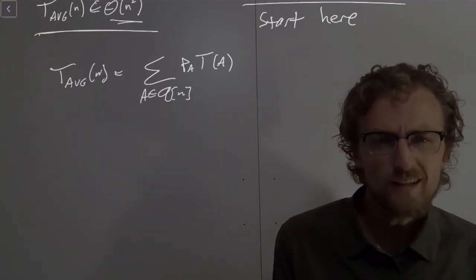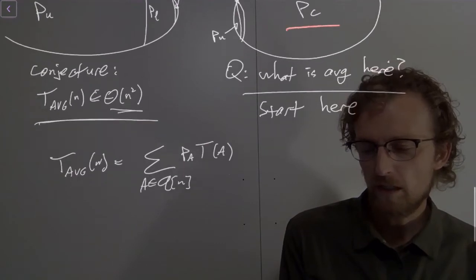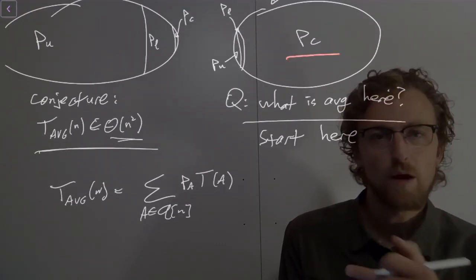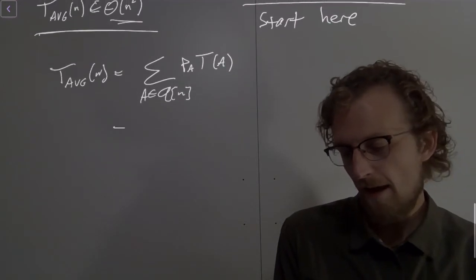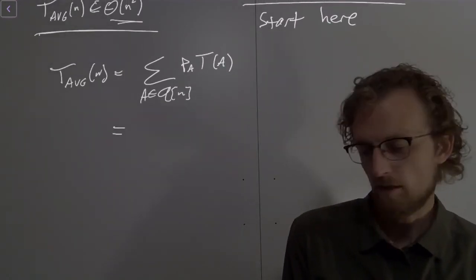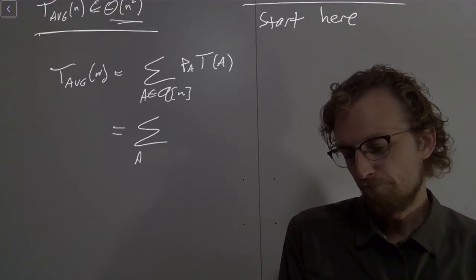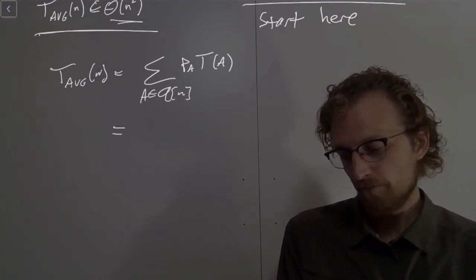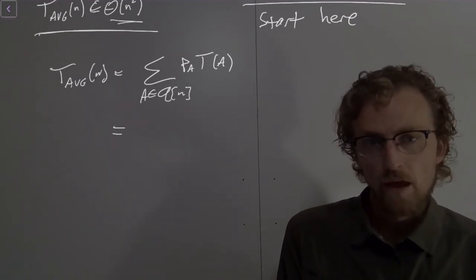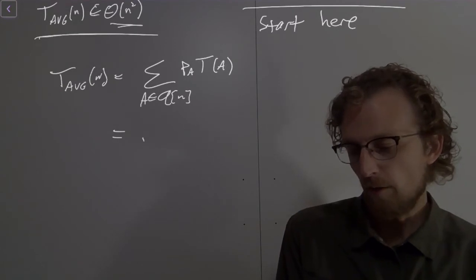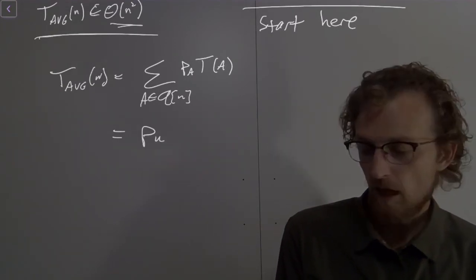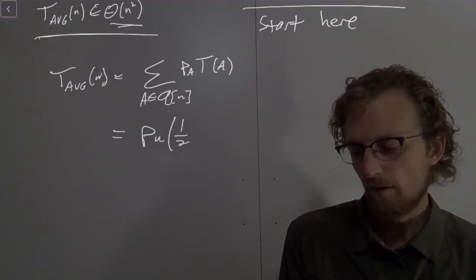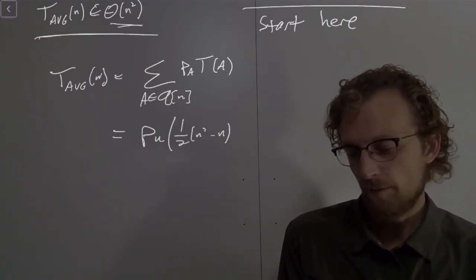And so now what I've done is I've essentially broken our input space into 3 different classes, right? So I've got my PU, my PL, and my PC, and I have numbers I can plug in for these things. Rather than express this as a sum, I can just say, look, with probability PU, I have unique elements, and my running time is 1/2 n squared minus n.